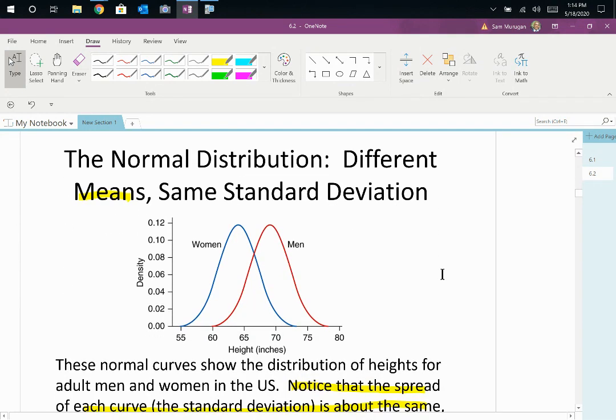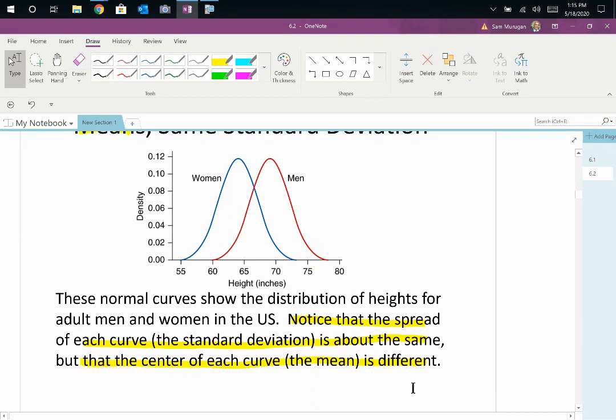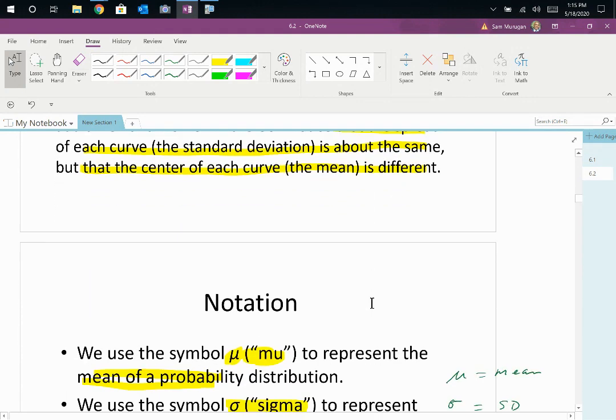Now, if we were to compare the heights of men and women, because women are generally not as tall as men, the curves would have the same shape, and the spread, the standard deviation, is about the same. The mean is different for women than for men, but the standard deviation remains about the same.